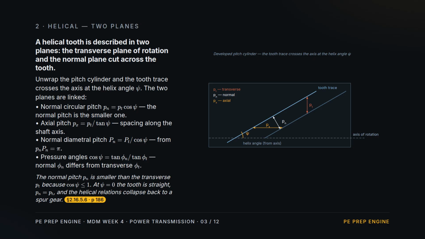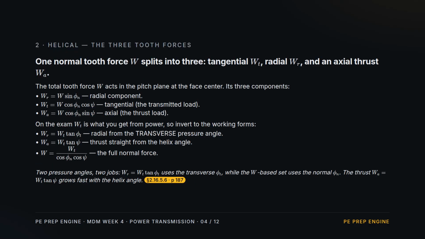And the pressure angles differ too. The cosine of the helix angle equals the tangent of the normal pressure angle over the tangent of the transverse one. The catch for later: cutters are defined in the normal plane, but the force triangle lives in the transverse plane. Helical gears, Part 2, the 3 forces.